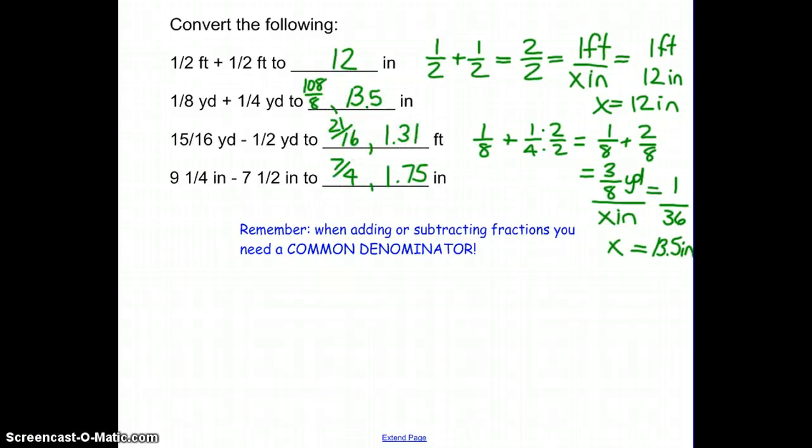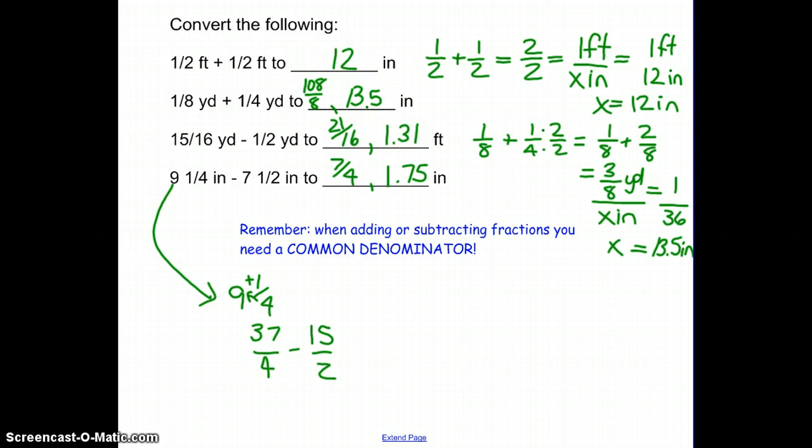Okay, so once you're done, you should have these answers. Now just be careful with this last one. If you have 9 1/4 and you need to convert it into an improper fraction, remember that you multiply the bottom number times the number out in front, so you'd get 36, and then add the top number. So you'd end up with 37/4, subtract 15/2. Then you can go ahead and find a common denominator and subtract the two fractions. You notice that both of these are in inches, so we don't actually have to change anything.